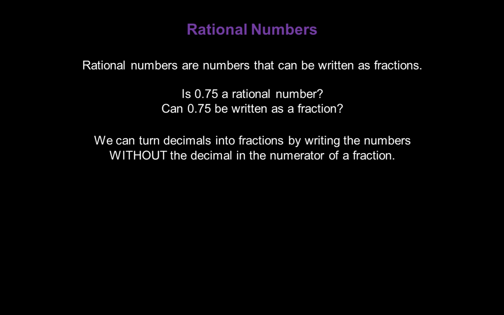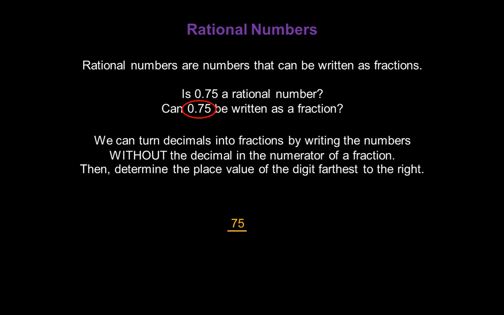We can turn decimals into fractions by writing the numbers without the decimal in the numerator of a fraction. Here's how we do that. Take a look at 0.75 above. If we pulled the decimal out, we would have the number 75. Put that in the numerator of a fraction. Now, what goes in the denominator?